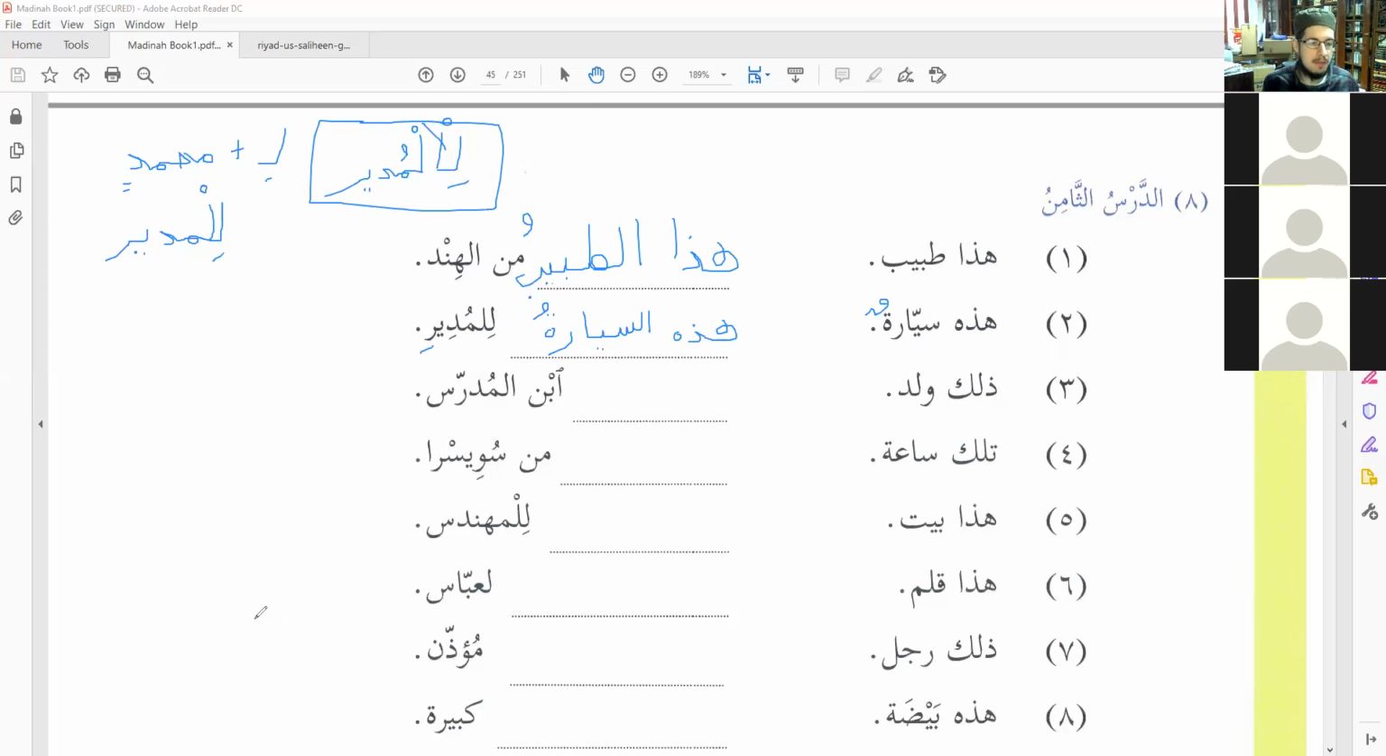Does this happen in the Mus'haf as well? Yes, it does. Good question. Good. So, hadhihi sayaratu lil mudiri. This car is the principal's. Very good. Sister Masarat, could you please do number three?